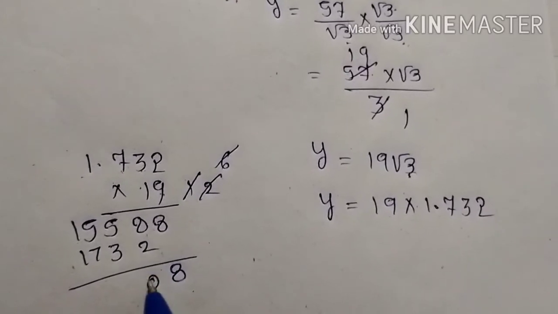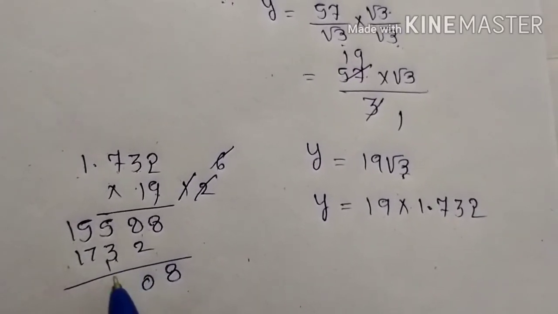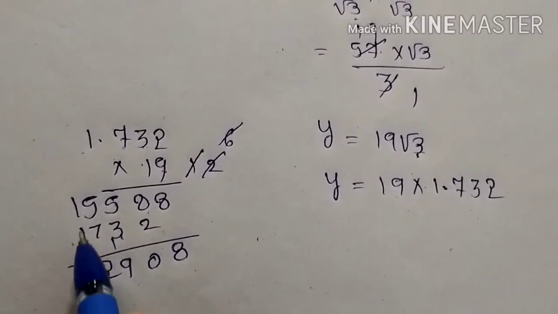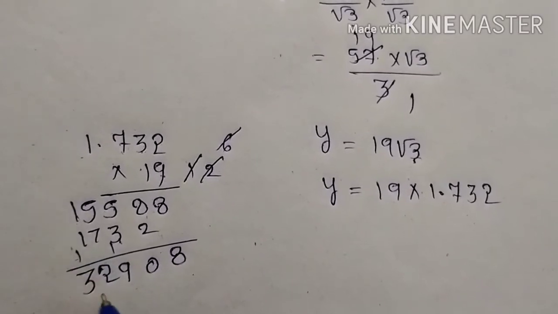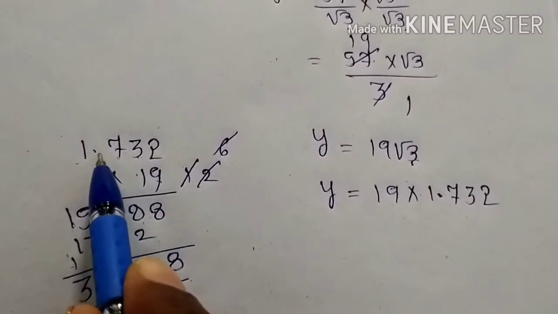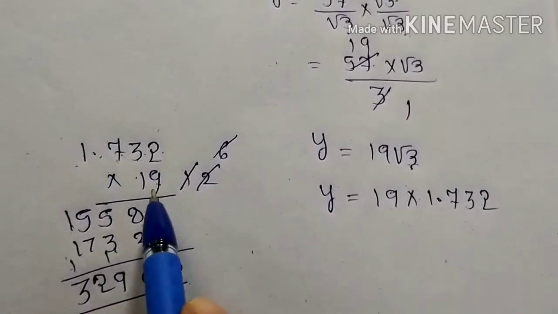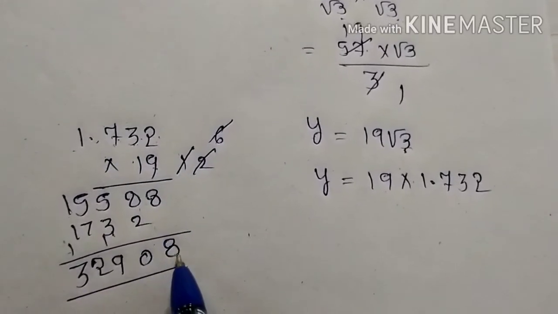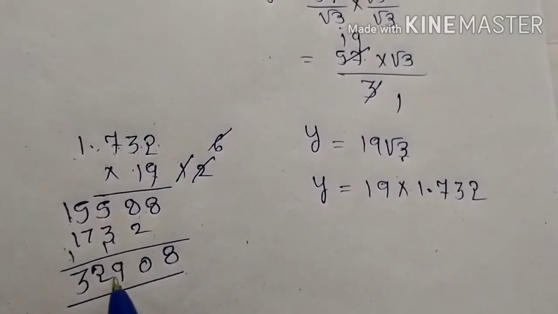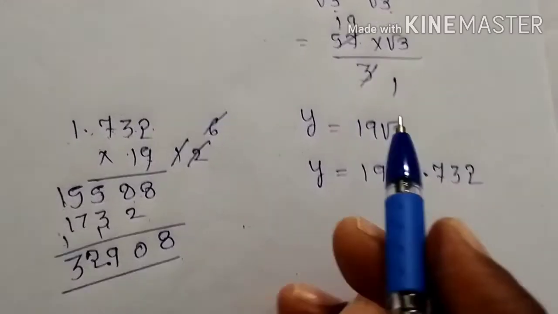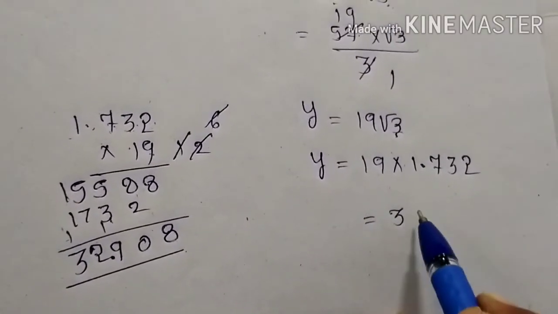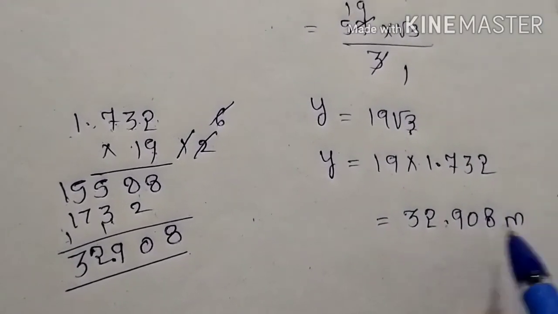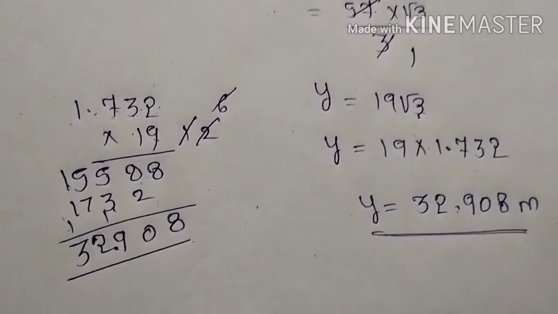You're getting here how much? 8, plus 2, 10. 5 plus 3, 8 plus 1, 9. 5 plus 7, 12. 1 carry 1 plus 1 plus 1. You will get around 32908. See here, how many digits are there after the decimal? 1, 2, 3. Only 3 digits after the decimal point. So from the right side, 1, 2, 3, you can put the decimal point. It is equal to how much? 32.908 meters. This is the solution.